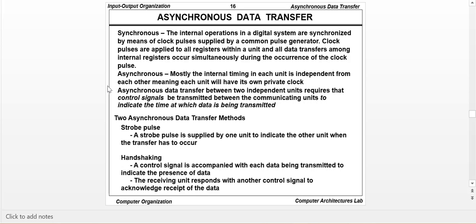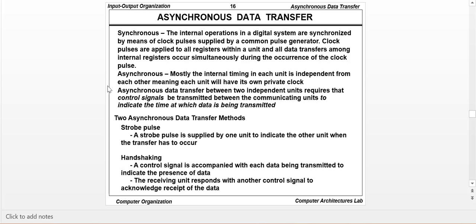Now, in this video, we are going to see the different methods of data transfer. In previous videos, we have been talking about the I/O interface and how the I/O operation actually takes place. So there again, you have a source and a destination, a source unit and a destination unit.